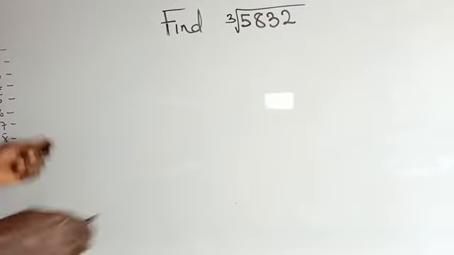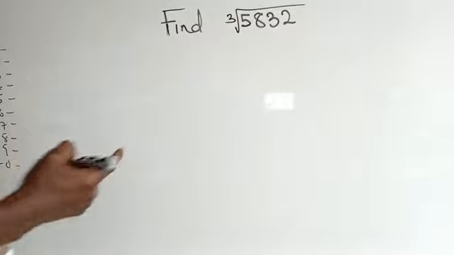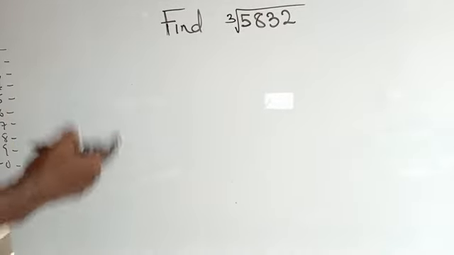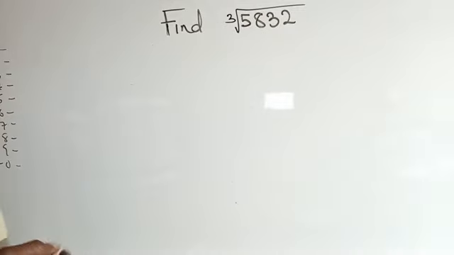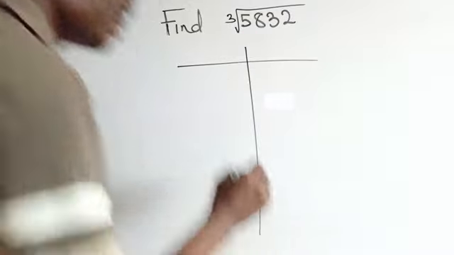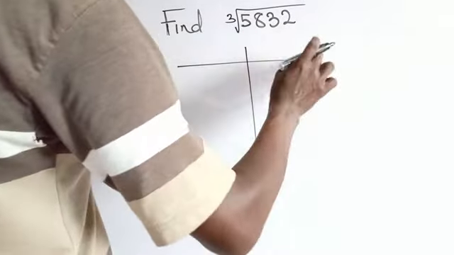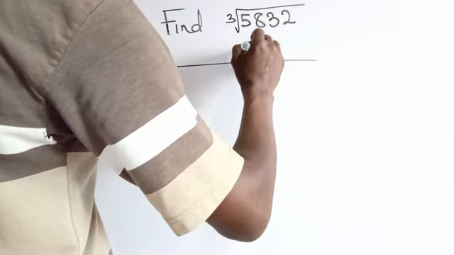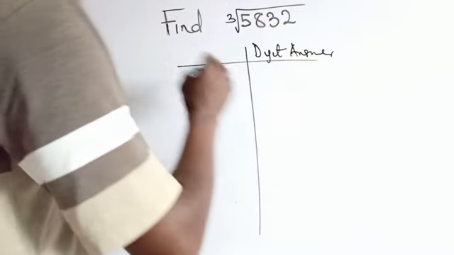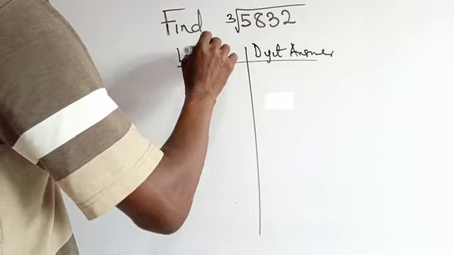Here we go. Now, to find the cube root of 5,832, first of all, look at the last digit of that number. The last digit of that number is 2. So let me give us a table first. This is the digit answer, given last digit.